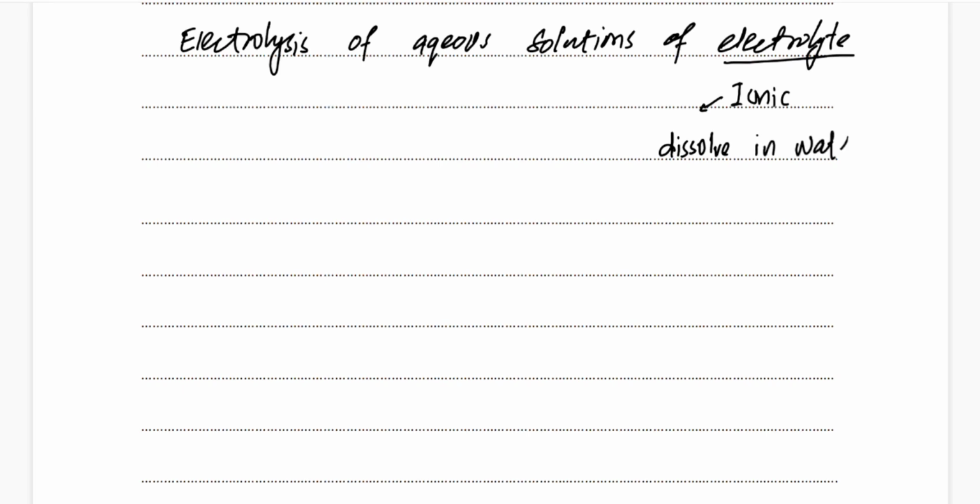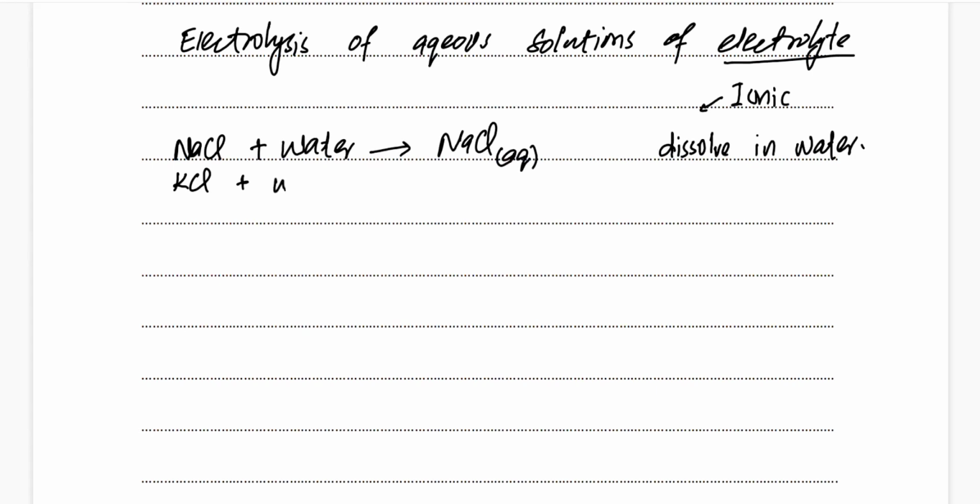When you have any ionic compound dissolved in water, then we call it the aqueous solution. For example, I write here NaCl plus water, so it will become NaCl aqueous, meaning aqueous solution. Similarly, we have KCl plus water, dissolved in the water, so it will make KCl aqueous. So look at the aqueous solution of the electrolytes.